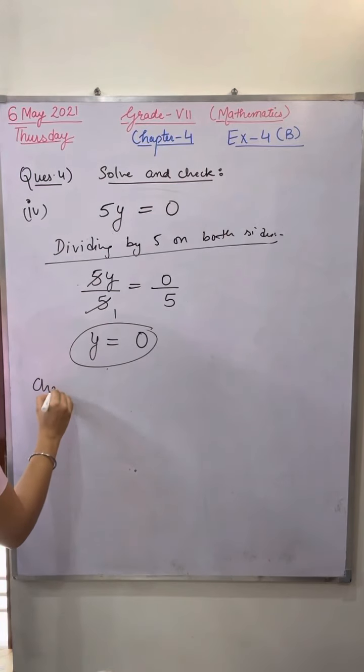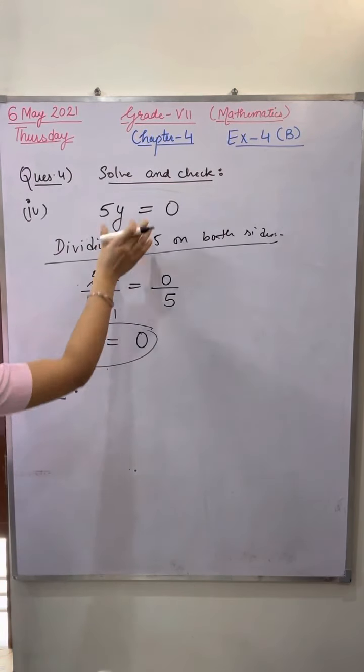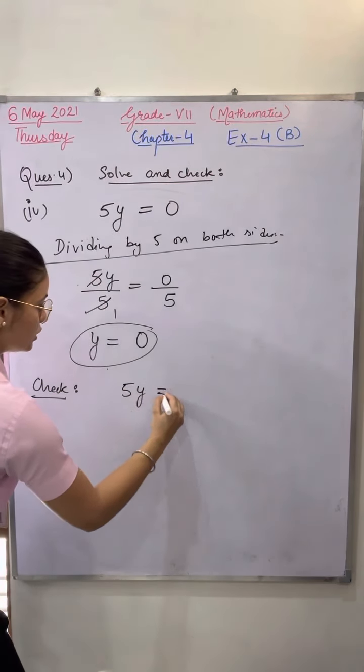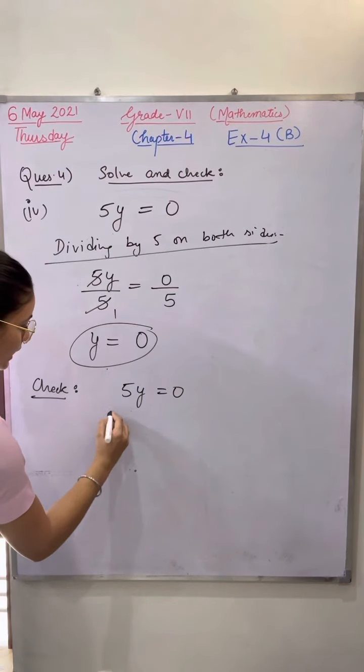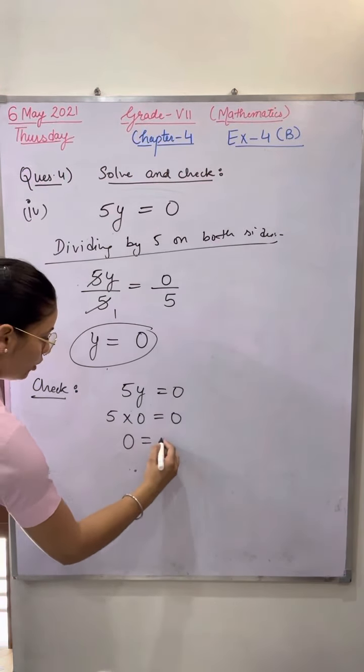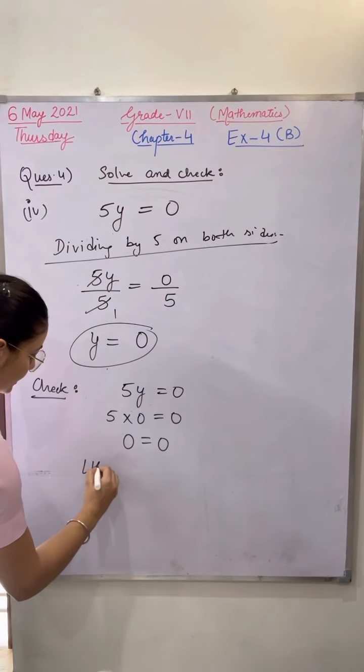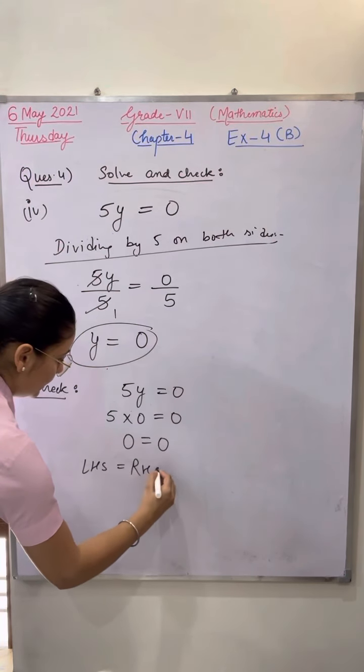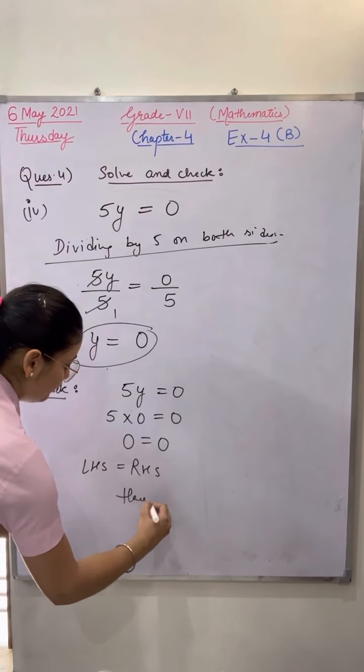Now you have to check your question. Write down the question. 5y is equal to 0. Put the value of y, that is 0. 5 into 0, 0 is equal to 0. That means left hand side is equal to right hand side. And hence you have verified your question.